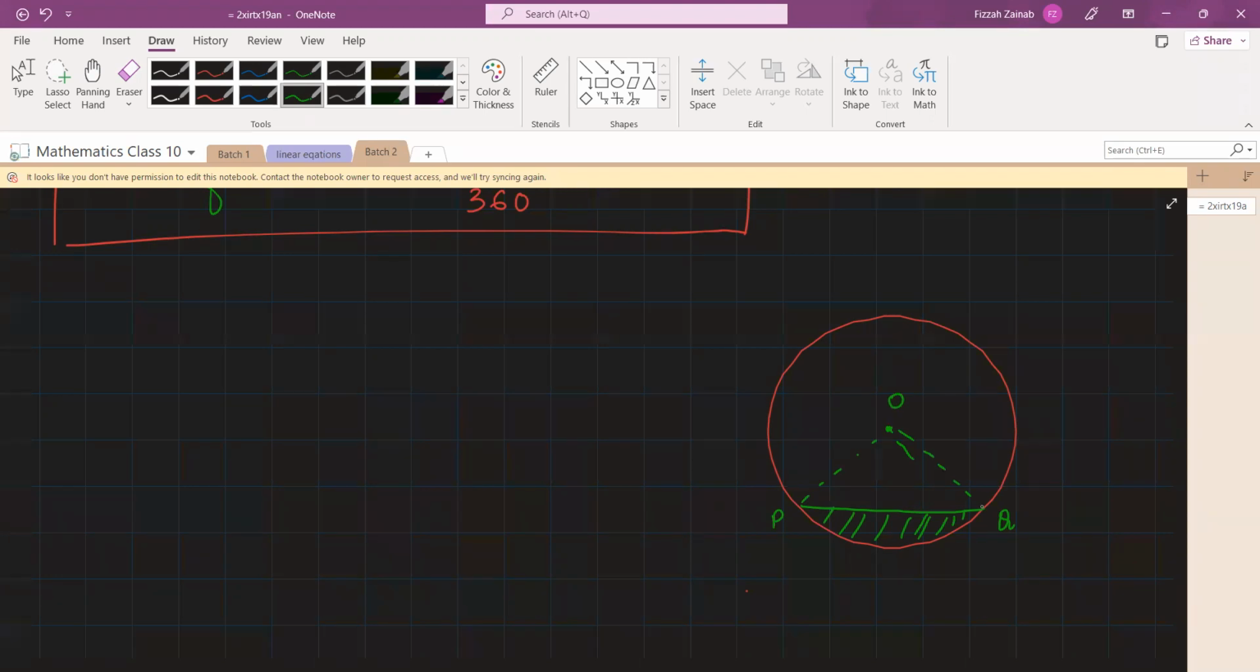Now area of sector formula I already know. Now I want to find the area of this triangle. Let's say this is my triangle O, P, and Q. So there's a problem. I know only this, that this is theta. That's it. I don't know any of the sides.